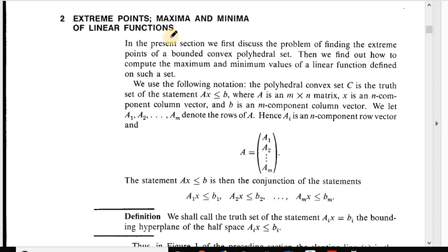All right. So in the present section, we first discuss the problem of finding the extreme points of a bounded convex polyhedral set. Then we find out how to compute the maximum and minimum values of a linear function defined on such a set. Okay, we use the following notation. Polyhedral convex set C is the true set of a statement AX less than or equal to B, where A is an m by n matrix, X is an n component vector, and B is an m component column vector.